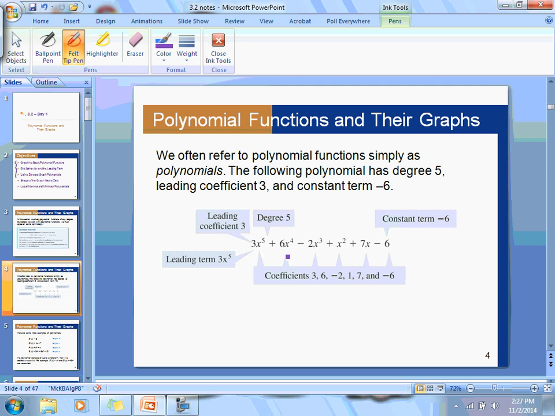You can see all the coefficients. And then you can see your constant term. And you can see all the exponents on the other variable terms as well. Okay, so just keep that basic terminology in mind as we're going through this chapter.